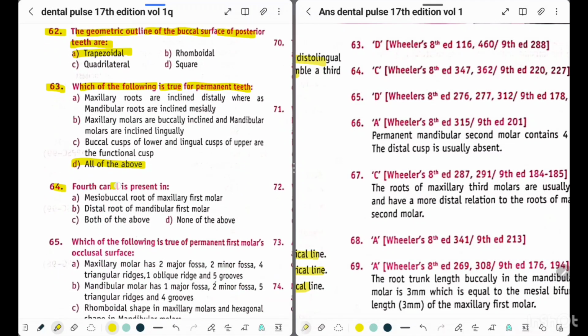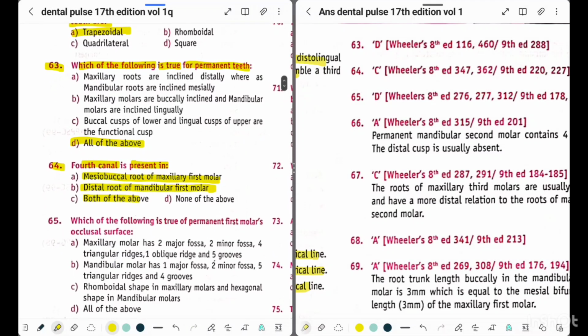Question 64. Fourth canal is present in. So its answer is both of the above, that is mesiobuccal root of maxillary first molar and distal root of mandibular first molar. Fourth canal is present in both of the above.